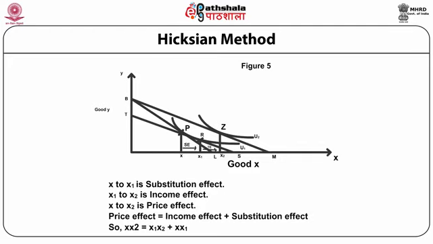Now in this case, the movement from point P to point Z, or movement from X to X2, is the price effect, and it constitutes two parts, substitution effect and income effect. Movement from X to X1 is the substitution effect, and movement from point X1 to X2 is the income effect, and when both of these two effects are joined, they form the price effect.